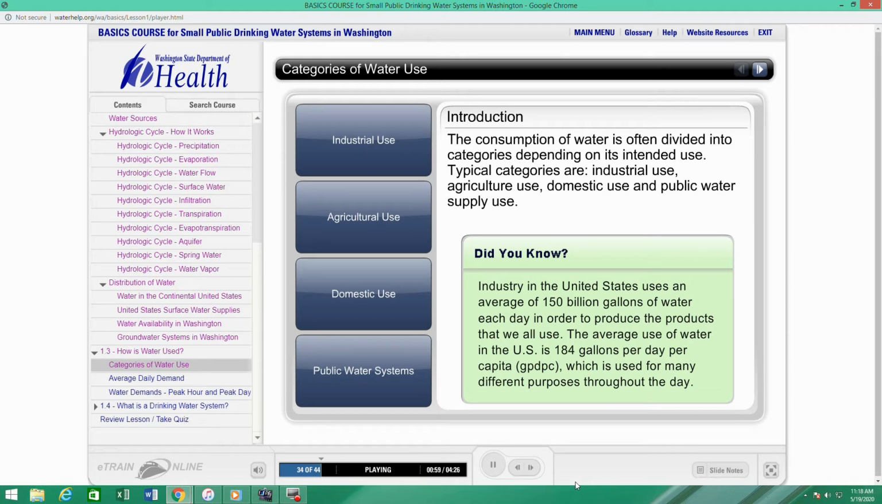The average use of water in the U.S. is 184 gallons per day per capita, which is used for many different purposes throughout the day. In some areas of the country, the usage may be as high as 400 gallons per day per capita.